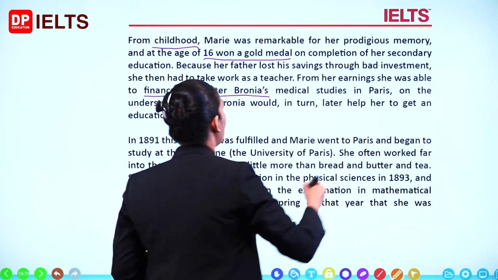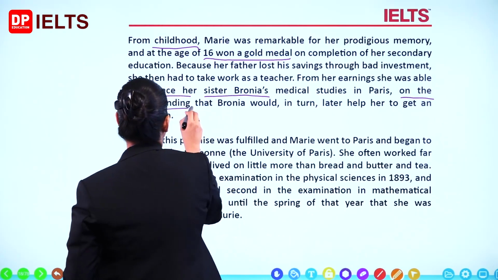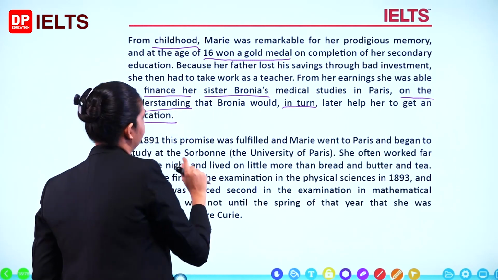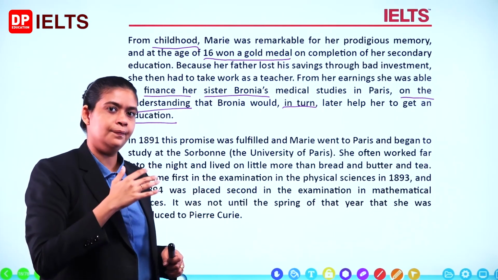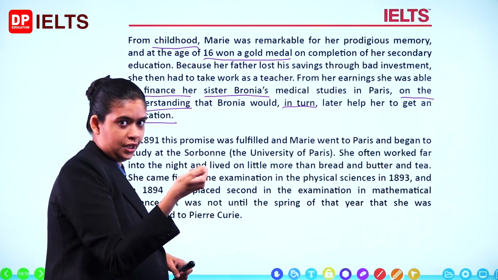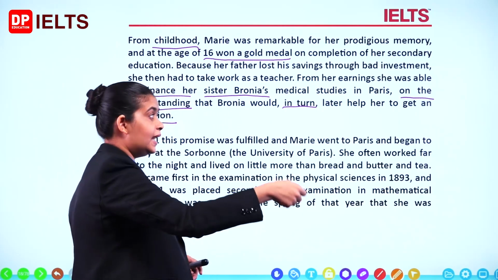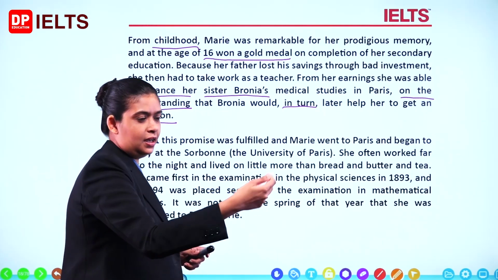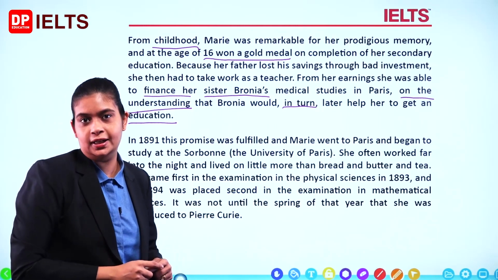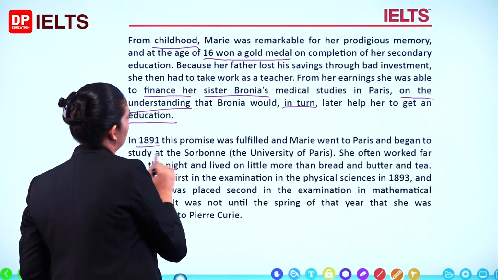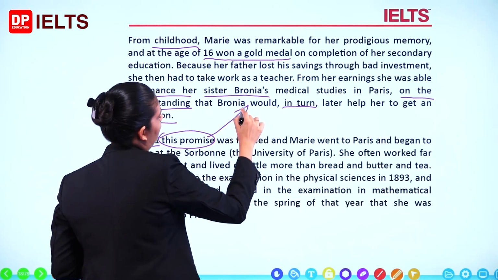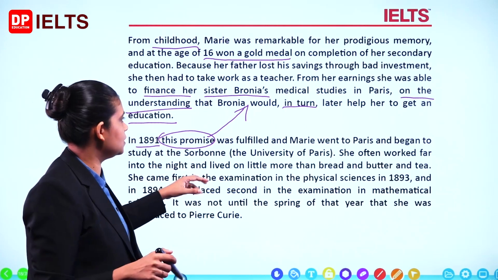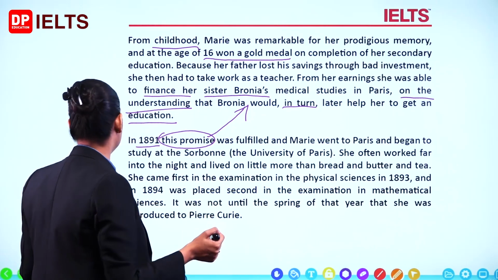Look at the next bit. On the understanding that Bronia would in turn later help her to get an education. So what was the agreement? Now if I'm Marie, okay, I give my sister Bronia money on the understanding of what? In return, later, Bronia would help me to get an education. So that means I give her the money, and in return, she gives back the money when I want to study. In 1891, this promise was fulfilled, and Marie went to Paris and began to study. So her sister gave back the money, supported her financially.